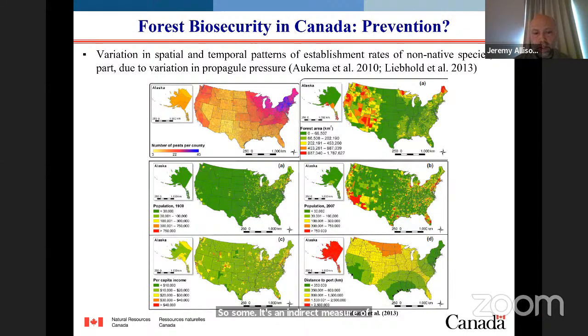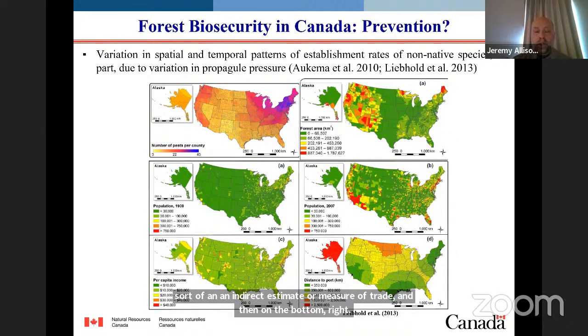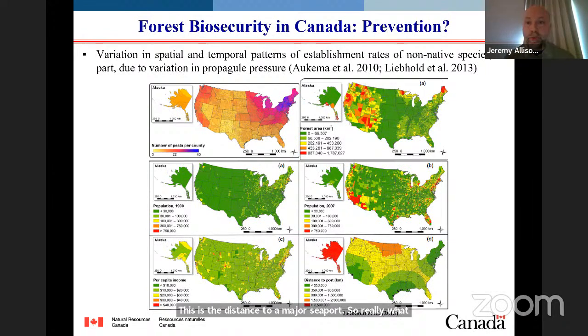On the left, you see per capita income, and this is sort of an indirect estimate or measure of trade. And then on the bottom right, this is the distance to a major seaport. So really what these figures are trying to illustrate is this idea of propagule pressure. And so we need to think about pathways and how to manage those pathways to limit or reduce and prevent invasions.